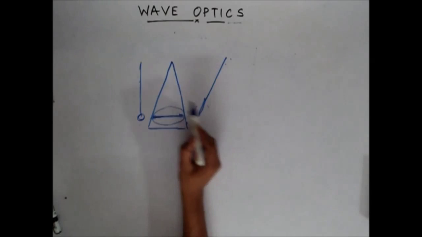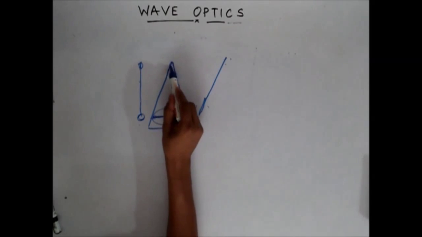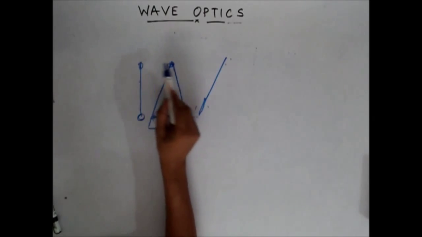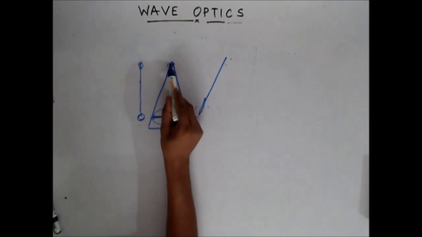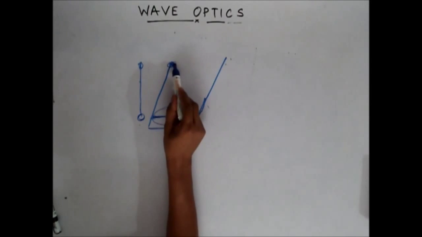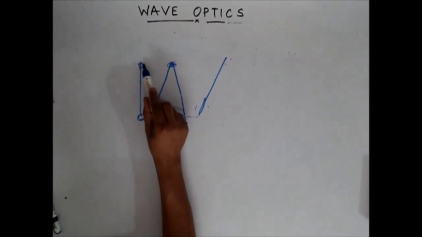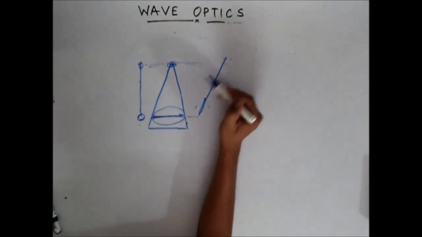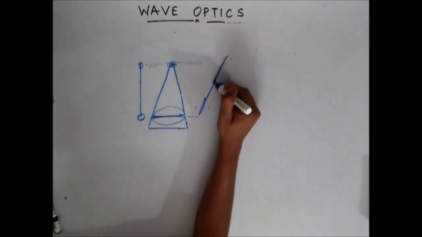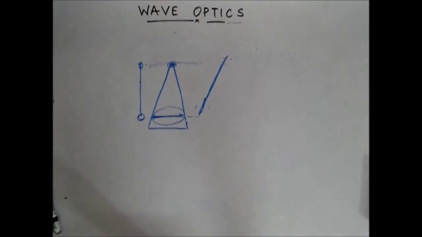This part gets delayed. Similarly, this part you see has to cover a shorter distance through the higher optical density material. Only a small portion of this part it has to cover, so it will cover this whole distance at a greater speed, and so this will lead with respect to this part. So the shape of the refracted wavefront will be something like this.